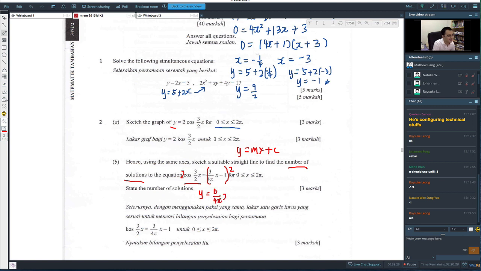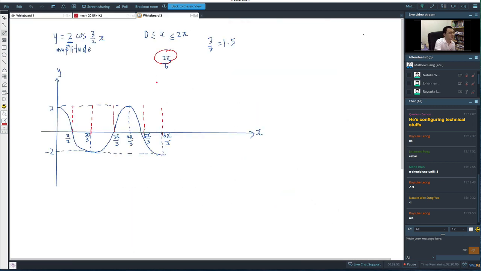In order to draw this straight line, y equals 6 over 4 pi x minus 2. I will simplify it, it becomes 3 over 2 pi x minus 2. So my equation is y equals 3 over 2 pi x minus 2. Is that my equation? Yep.